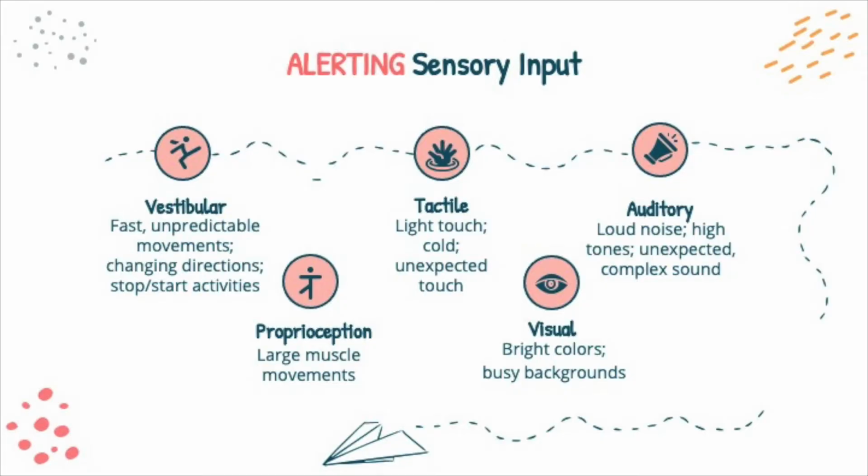Here are some types of sensory input that may be alerting. Each is organized by the sensory system that it affects. For the vestibular system, we have fast or unpredictable movements, changing directions, and stop and start activities. For the tactile system, light touch, cold temperatures, and unexpected touch.